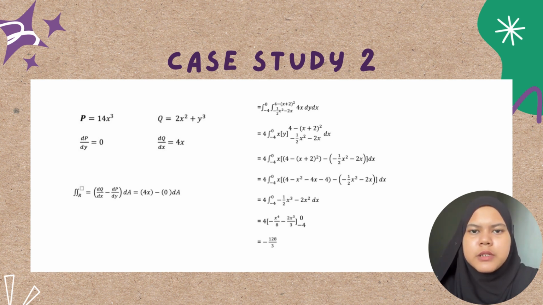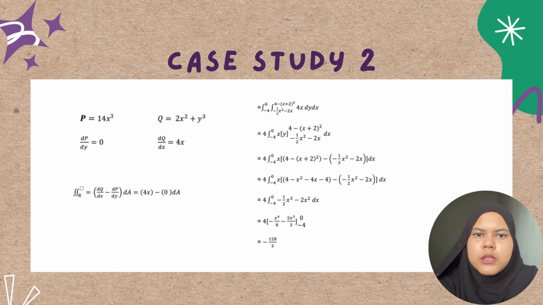We have to find the limits first. Since we have a double integral of dy dx, the first integration will be in terms of y, so we use the functions of y from the graph. The limits will be from negative 1 over 2 x squared minus 2x to 4 minus (x plus 2) squared. The limits for the second integration are from negative 4 to 0, which can also be found in the graph. Then we integrate 4x in terms of y, and we get 4xy. Since 4 is a constant, we can put it outside of the integration. Then we simplify the equation and get negative 1 over 2 x cubed minus 2x squared.